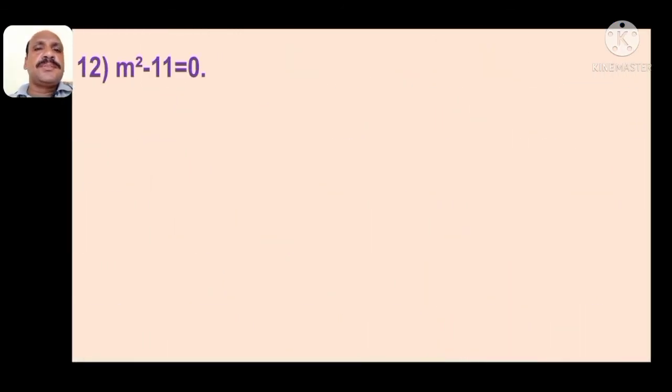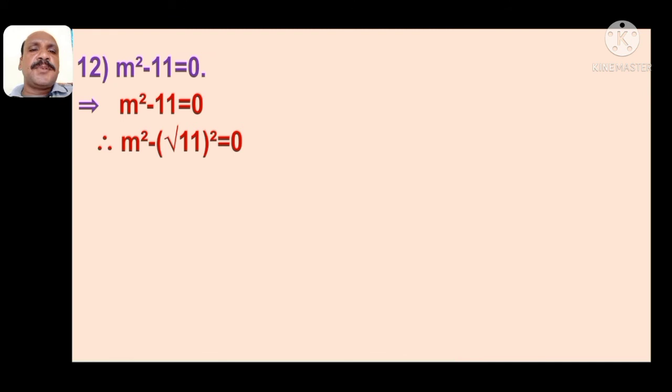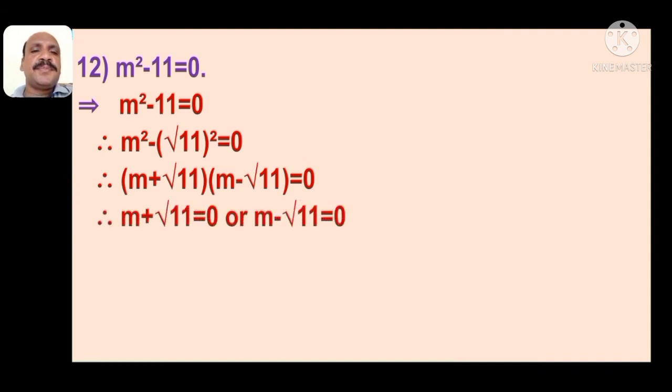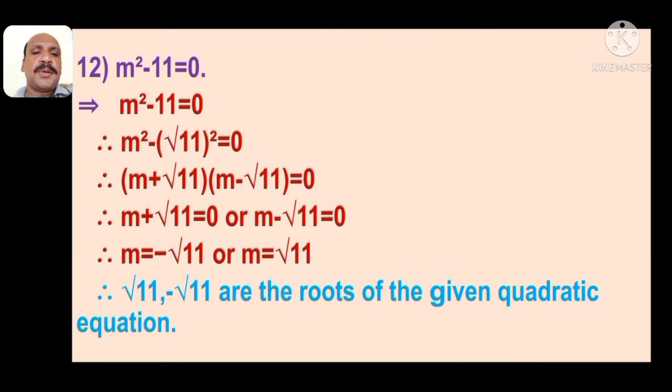Now 12 m square minus 11 is equal to 0. M square minus 11 is equal to 0. Therefore m square minus (root of 11) square is equal to 0. Therefore m plus root of 11 into m minus root of 11 is equal to 0. That means m plus root of 11 is equal to 0, or m minus root of 11 is equal to 0. Therefore m is equal to minus root of 11, or m is equal to root of 11. Therefore root of 11 and minus root of 11 are the roots of the given quadratic equations.